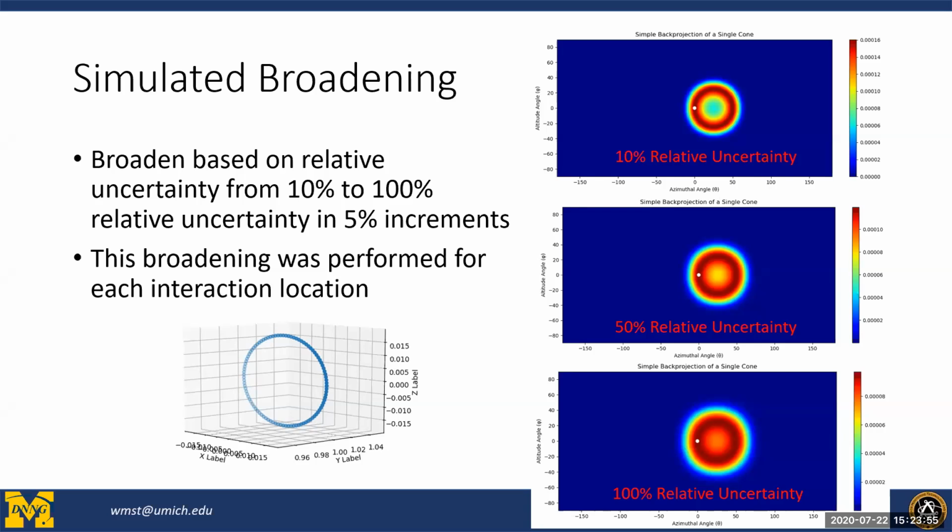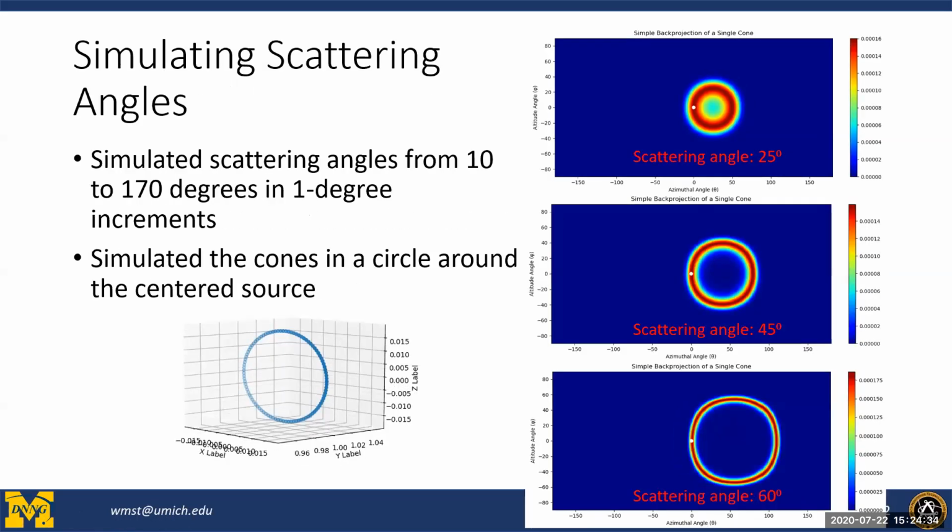And what we're going to do now is begin to build a simple back projection image based off of the simulated data. So what you can see here is that we're going to go through each one of these configurations and then sum each one of them, such that for each one of these points in this distribution going around this point, we're going to vary it from 10% relative uncertainty to 100% relative uncertainty in 5% increments. And we're going to sum that for the entire system. We're also going to change scattering angles, and we're going to see how scattering angles impact our system. And you can see that here.